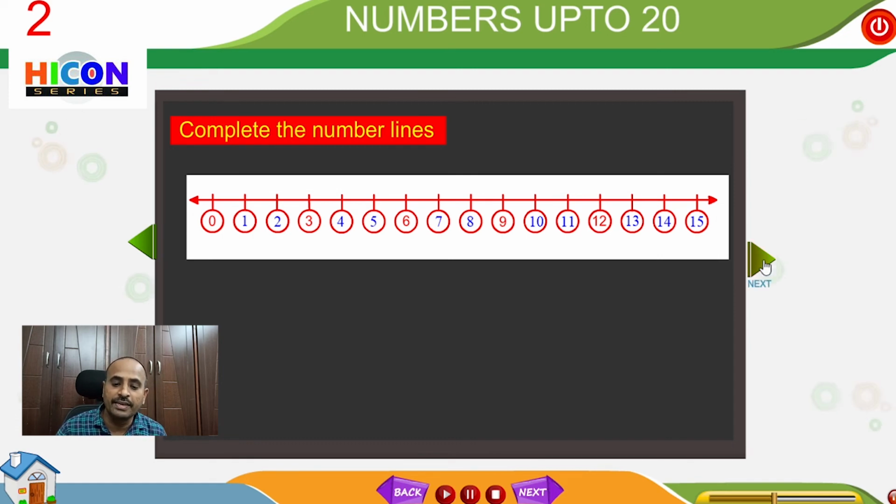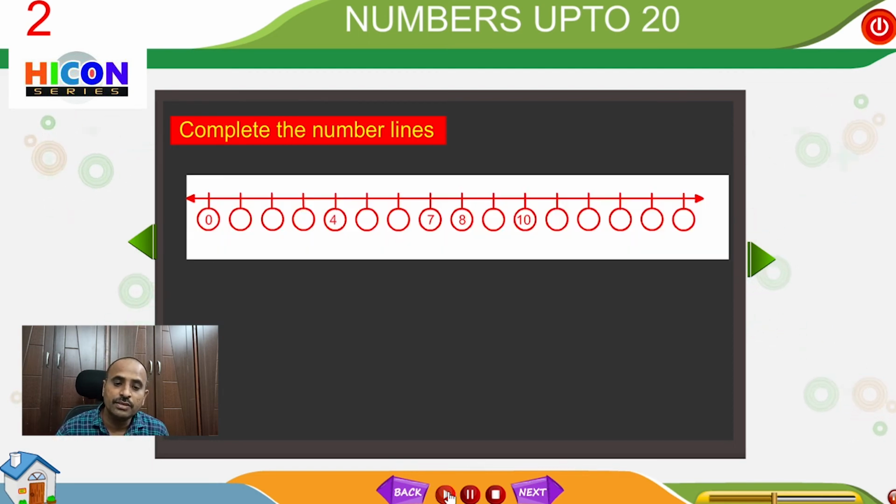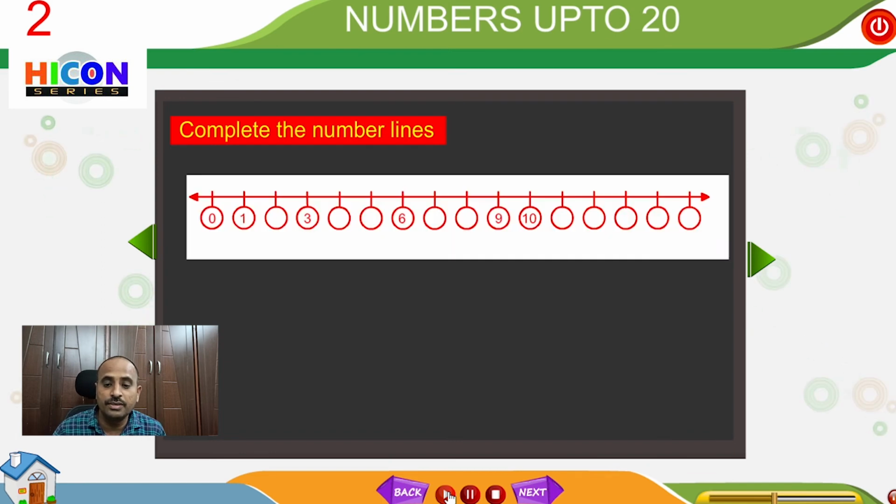Practice the remaining exercise at your home. Children, note this down in your notebook and practice on your own at your house. Note down this number line in your notebook. And this is another example, another activity. Note this down also in your notebook and practice at your home.